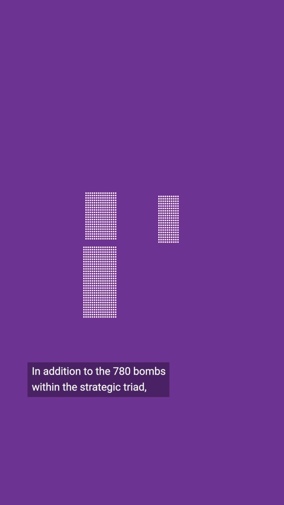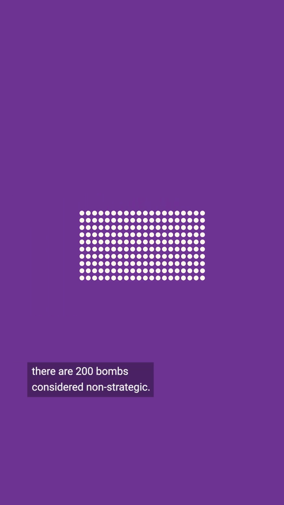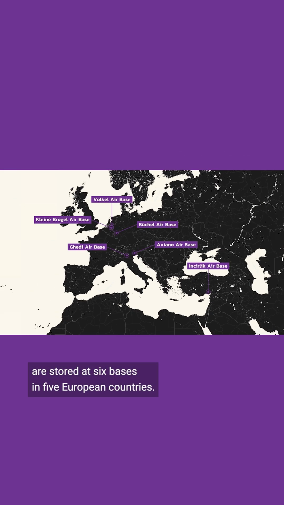In addition to the 780 bombs within the strategic triad, there are 200 bombs considered non-strategic. Of those, 100 are stored as backup, and the remaining 100 are stored at 6 bases in 5 European countries.